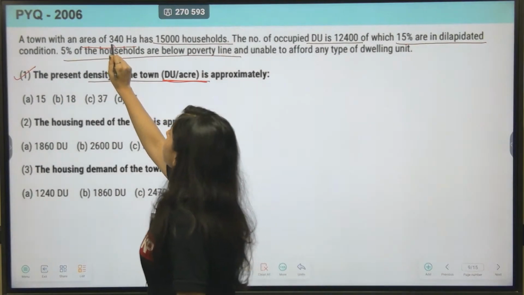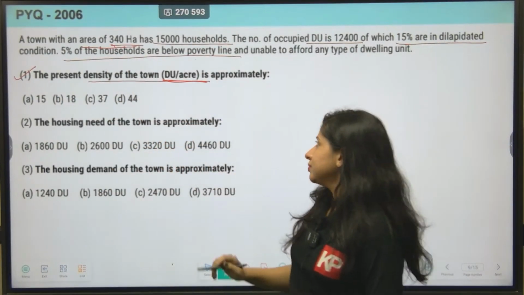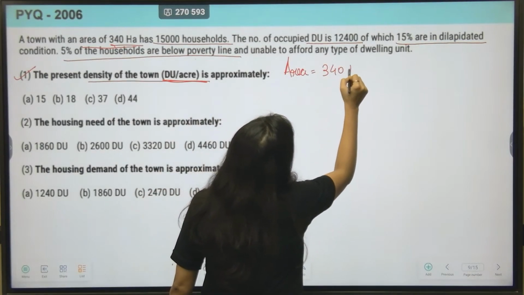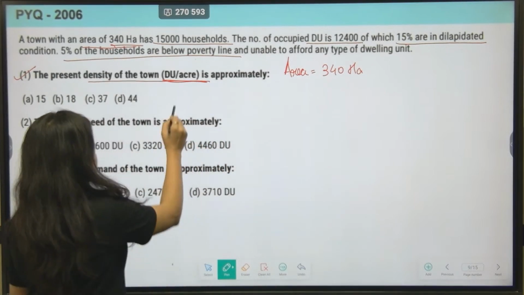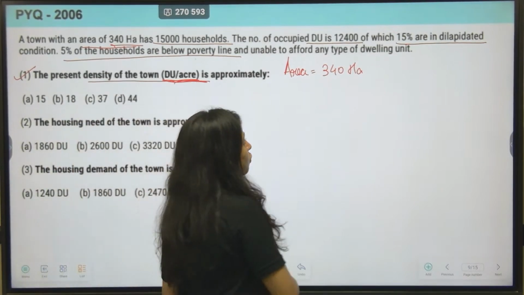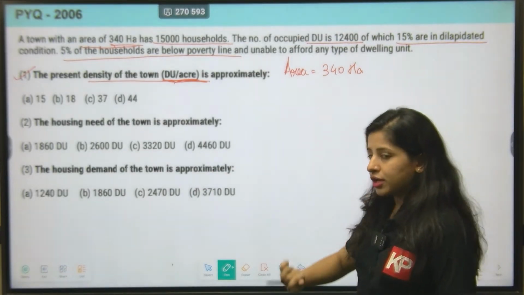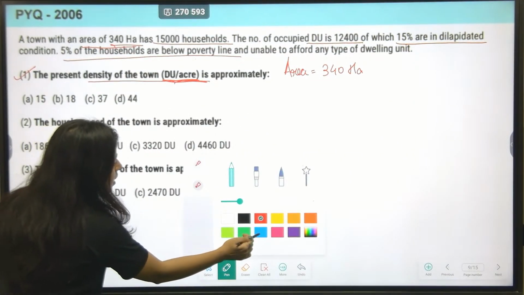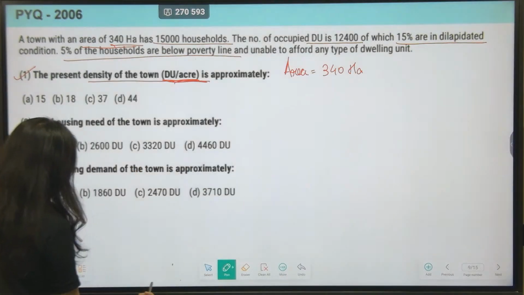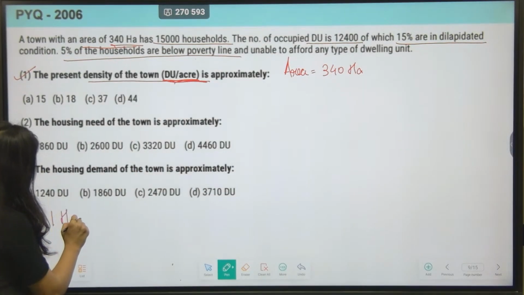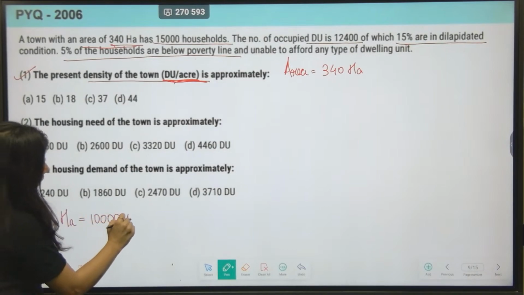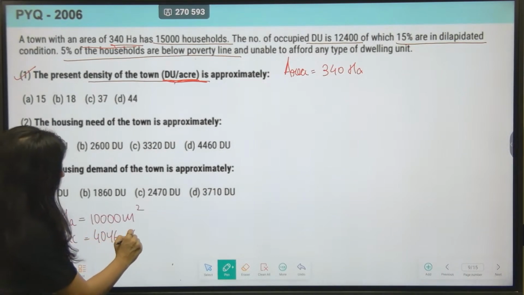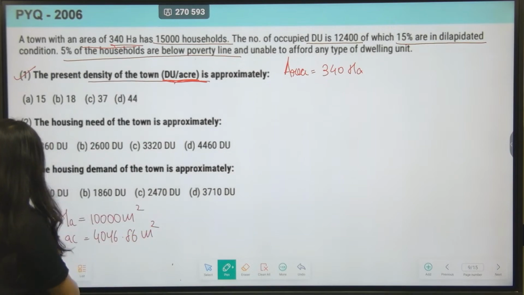So what is the area of the town? 340 hectares. But here it is given in terms of acre. So what we have to do? We have to convert hectares into acres. Now there are a few conversions which you have to keep in mind irrespective of everything else. First conversion is, let me write it down here for you. 1 hectare equals 10,000 meter square. 1 acre equals 4046.86 meter square.